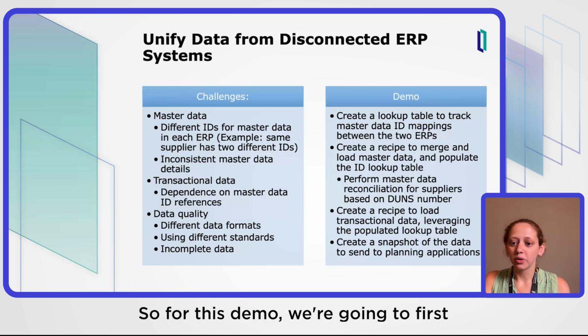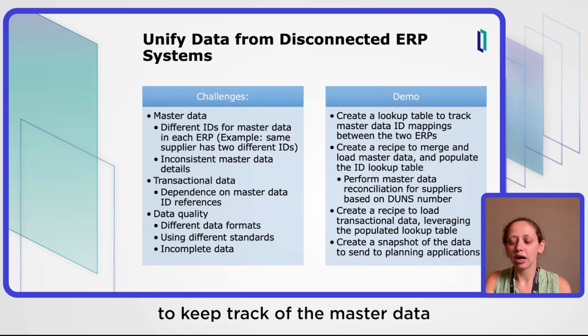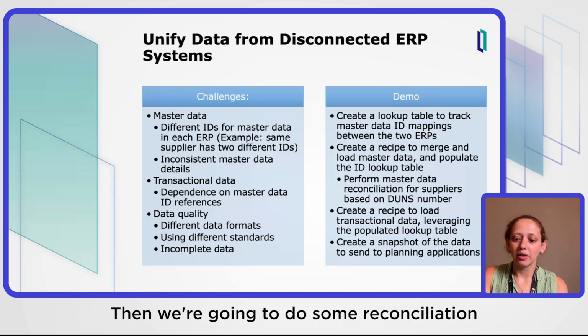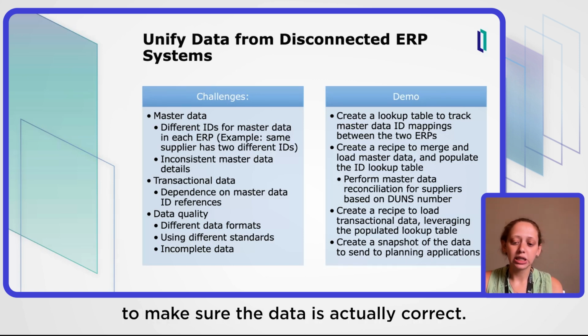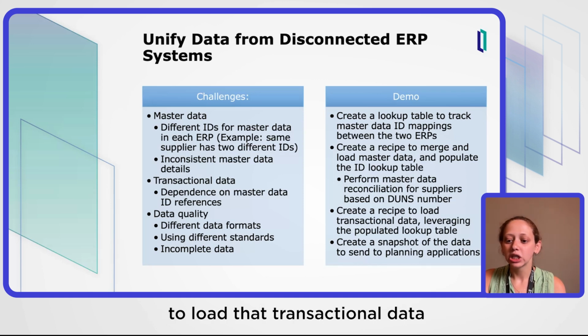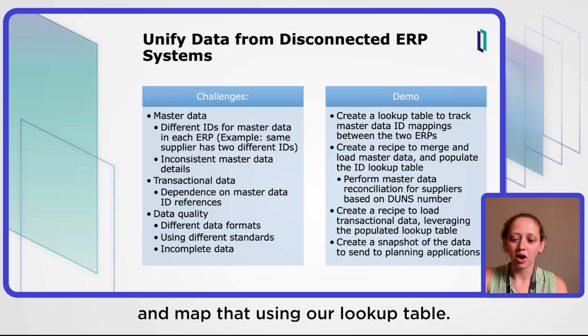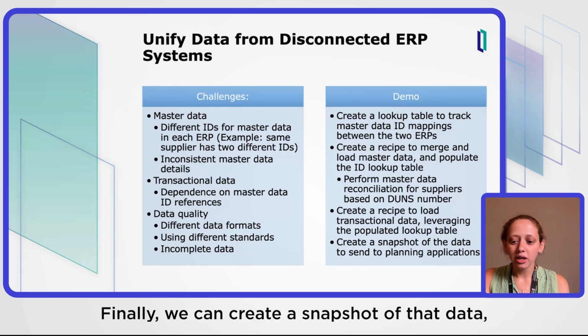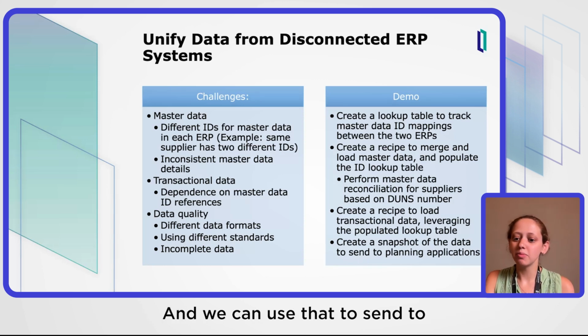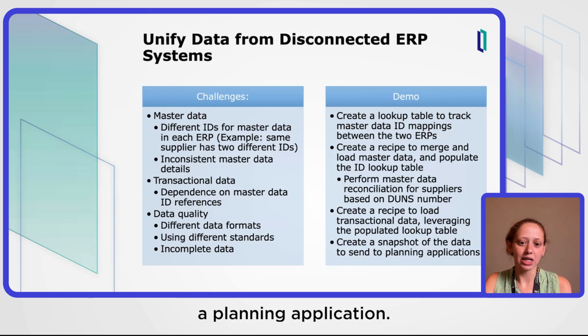For this demo, we're going to first create a lookup table to keep track of the master data between the two IDs. We're then going to create a recipe to merge and load that data and populate the IDs. Then we're going to do some reconciliation to make sure our data is actually correct. And finally, we're going to create a recipe to load that transactional data and map that using our lookup table. Finally, we can create a snapshot of that data, which creates a record of a specific point in time, and we can use that to send to planning applications.